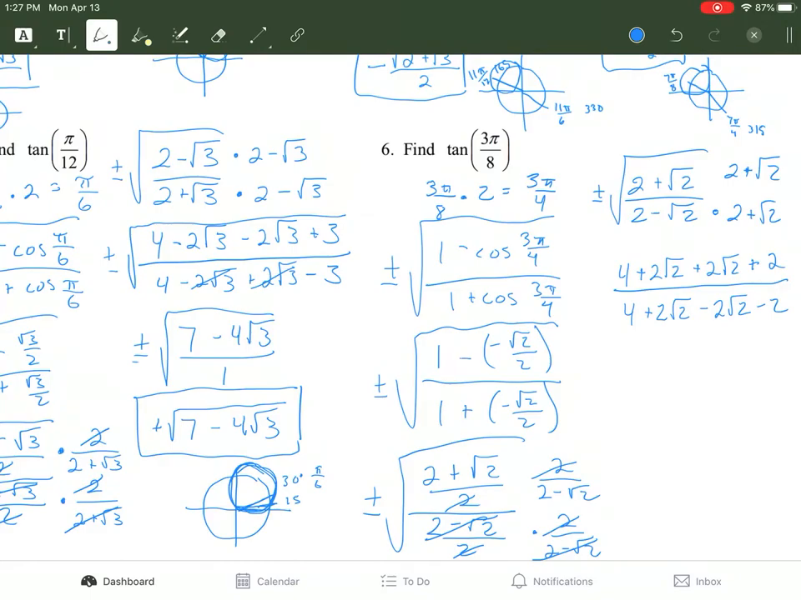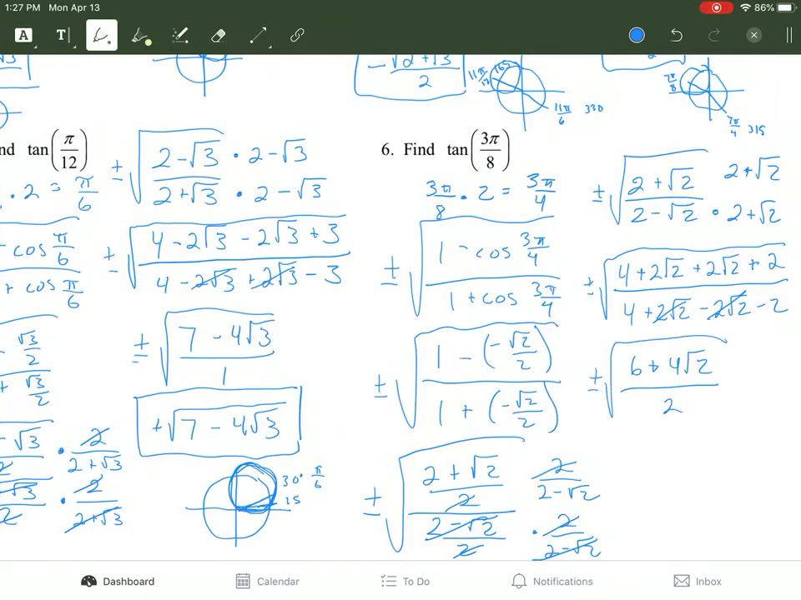All right, so now we can combine our like terms. Oh, sorry, I forgot the big square root with a big plus or minus. Now we can combine our like terms. 4 plus 2 is 6. 2 root 2 plus 2 root 2 is positive 4 root 2. On the bottom, these two cancel just like they're supposed to with the conjugate. And then 4 minus 2 is 2.